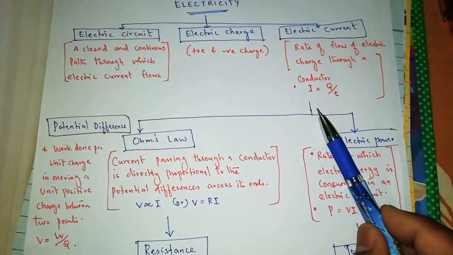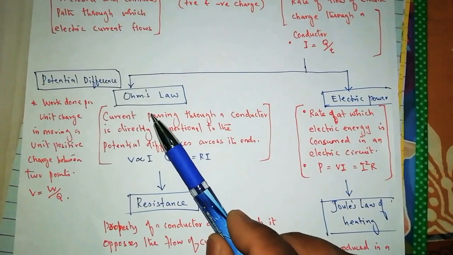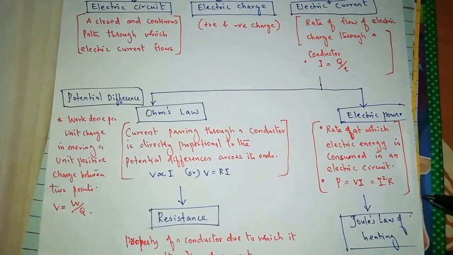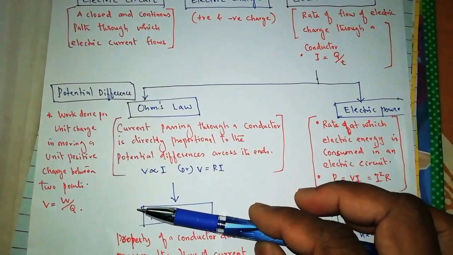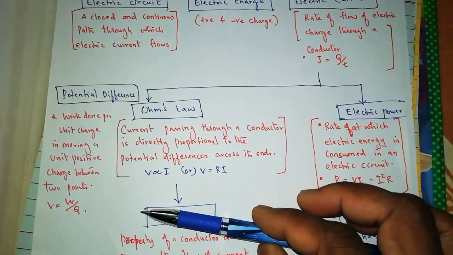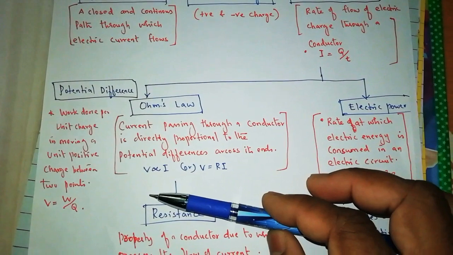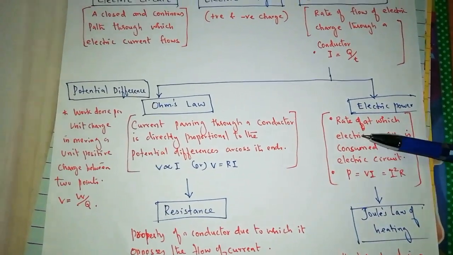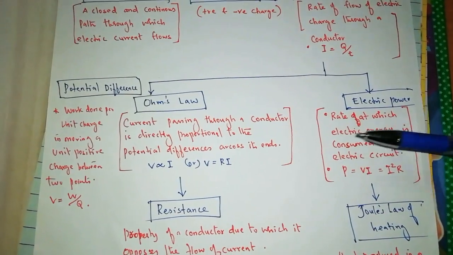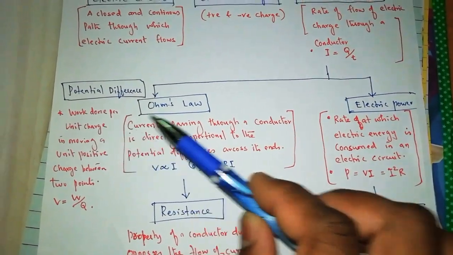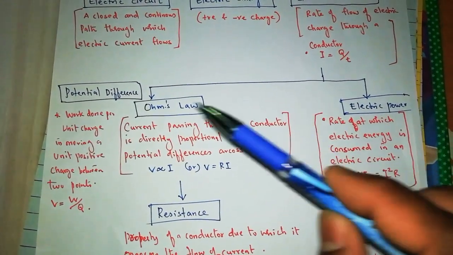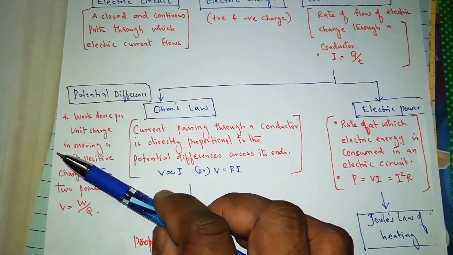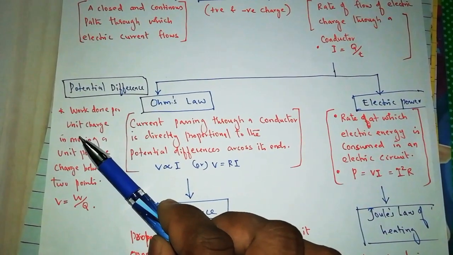When we are learning about electric current, we're going to learn Ohm's law. Think that if an electric current is passing through a conductor, it's always directly proportional to the potential difference across its ends. That means if charge comes from one end to the other end, you can see the charge flowing from one end to the other, and there is a potential difference.